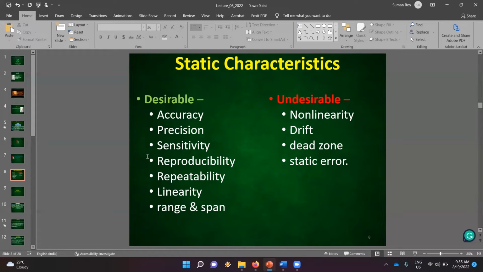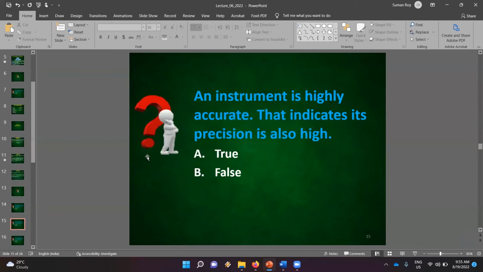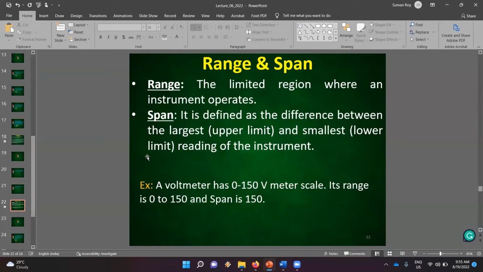So now I am going to discuss the range and span, and reproducibility and repeatability. Two confusing terms are reproducibility and repeatability, which I will explain in this video. Okay, so let me go to slide number 22. Yeah, so that is for range and span.